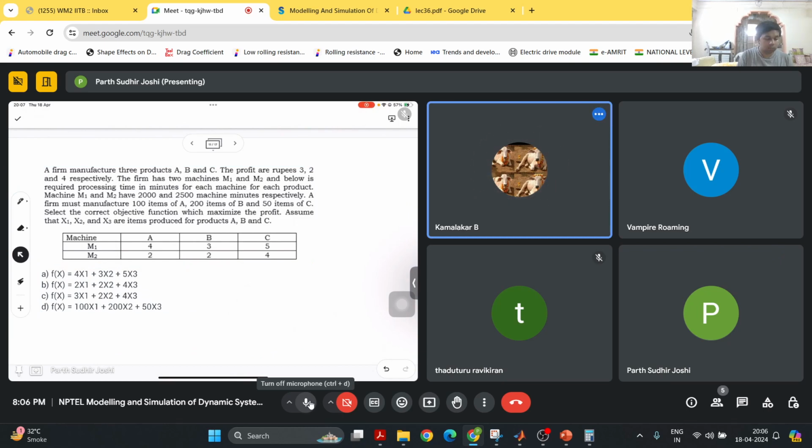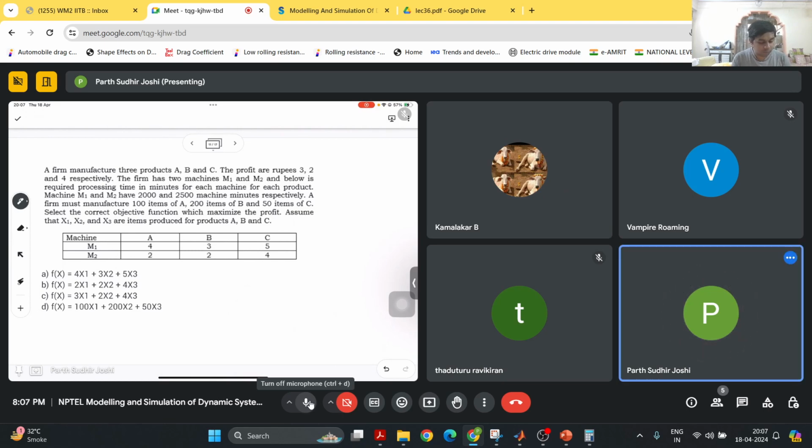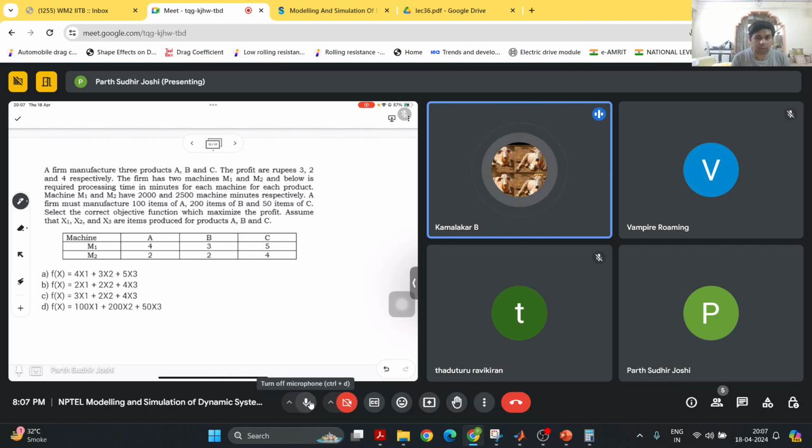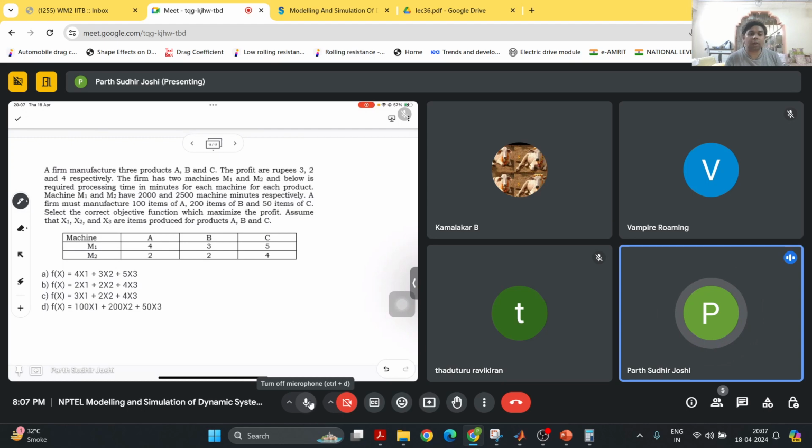Option C. Okay. Just multiplying x1, x2, x3 with the profit in rupees. Yes. What about the others? Anyone has any other answer?